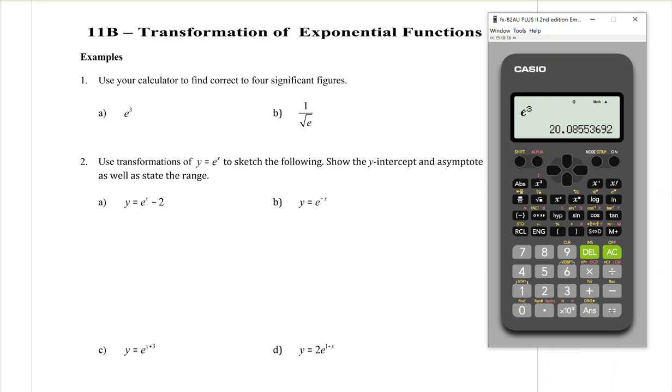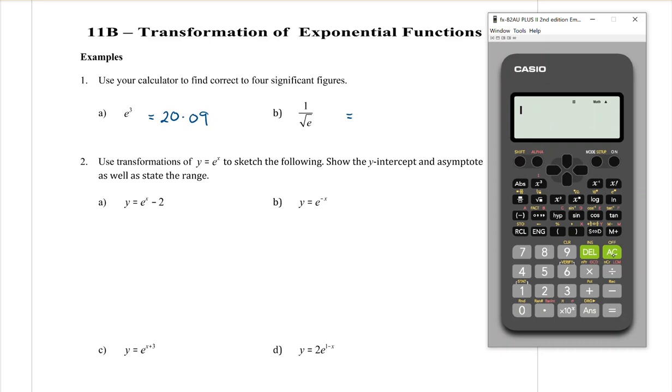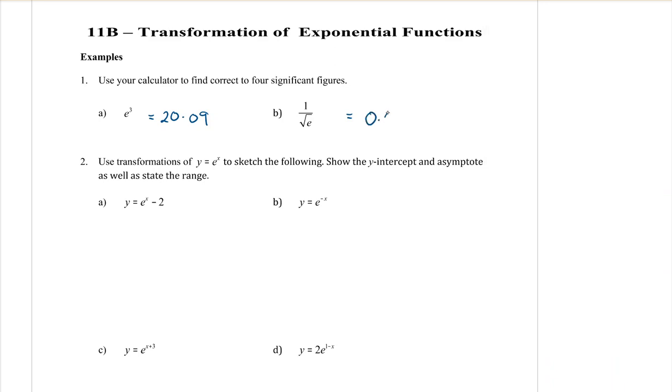Okay, to 4 significant figures, that will be 20.09. Okay, for the second one, we're going to use our fraction 1 over square root of E. So we need to press Shift LN for E. Because there's no power there, we need to put in a power of 1 and we press equals. So that is 0.6065 to 4 significant figures.